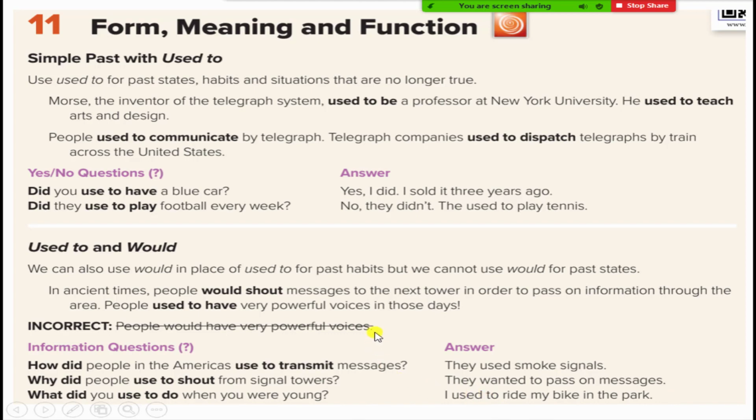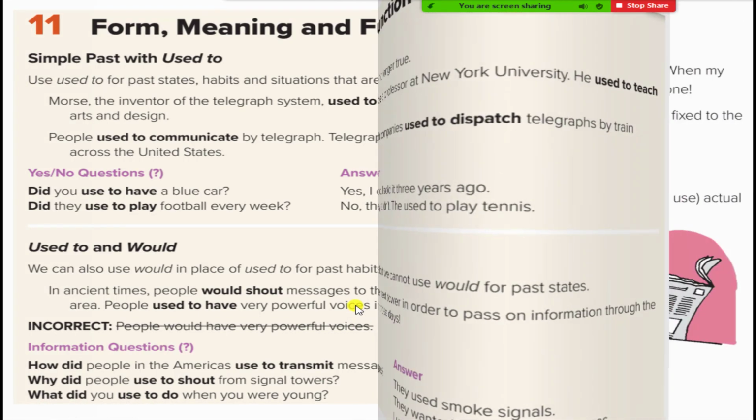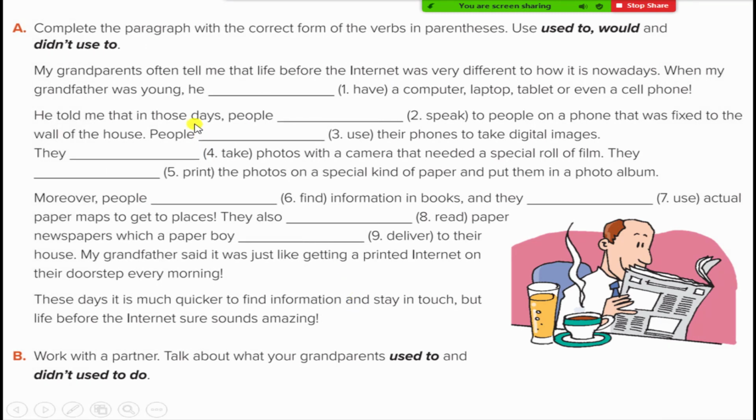Okay, I hope it is clear. Now complete the paragraph with the correct form of the verbs in parentheses. Use used to, would, and didn't used to. Who will start? Yes, Ayman?